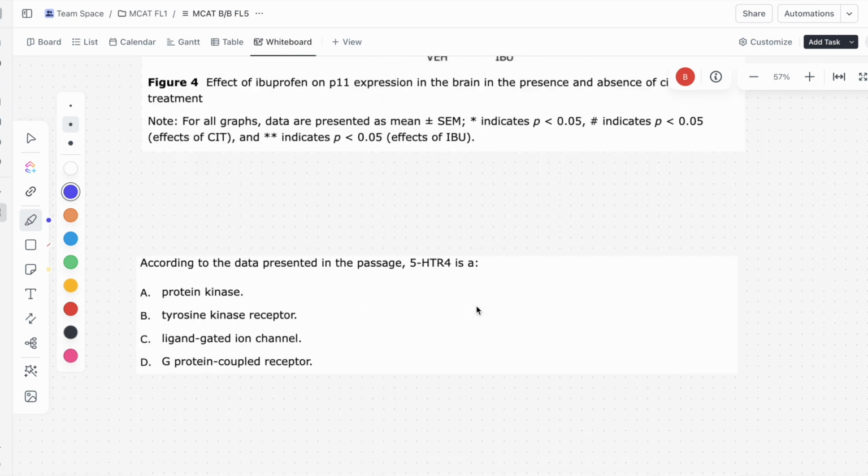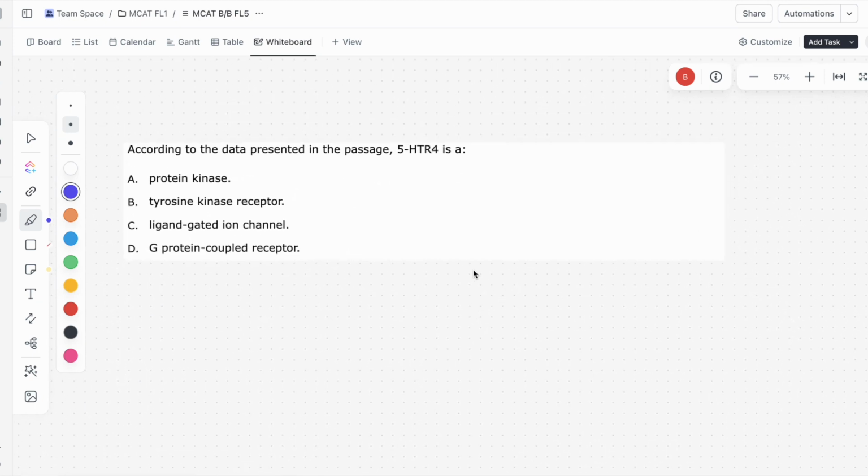So if we're looking at cAMP, the immediate answer that should pop into your head is the G protein coupled receptor. So just know that cAMP and GPCRs are always tied together. And as for why the other answers are wrong, protein kinases, we don't see anything about 5-HTR4 phosphorylating anything with ATP, so that rules out a kinase. Same idea with tyrosine kinase receptor, we don't see any phosphorylation events with ATP, so it can't be B either.